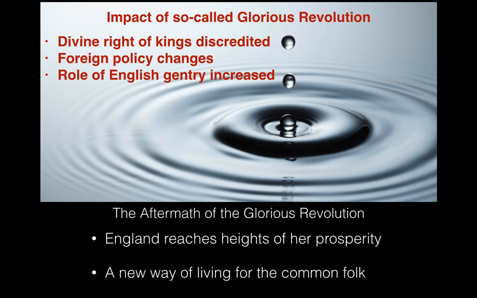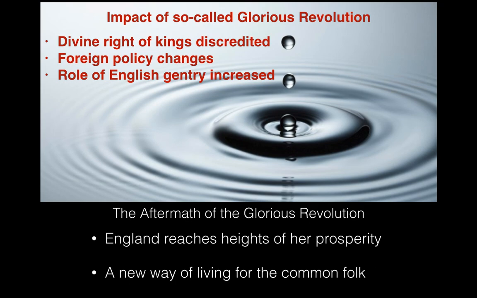So the divine right of kings is without a doubt laid down, with conditions under which kings could rule. And the divine right of kings is discredited. And in foreign policy, it meant a switch from the pro-French foreign policy of the Stuarts to checking the designs of Louis XIV. So in other words, the entire foreign policy also changes.